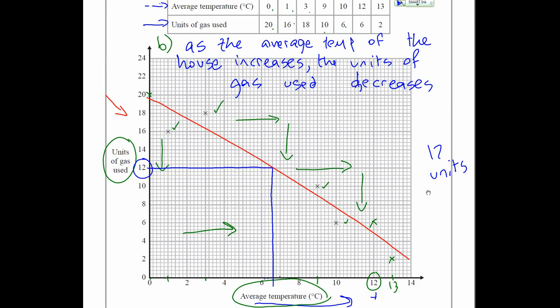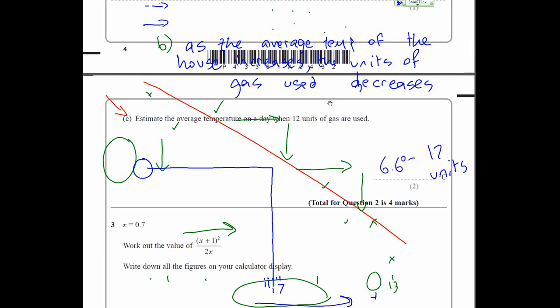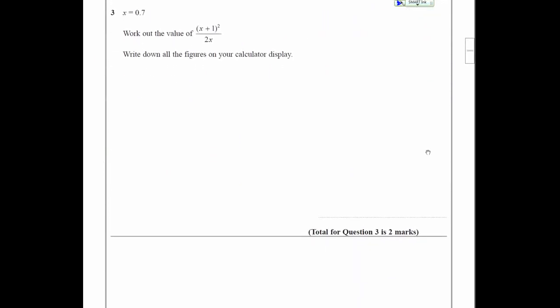So we need to work out what each little square is. That's 7, so we must be going up in 0.2. 2, 4, 6, 8, 10. You see? Okay, 0.2, 0.4, 0.6, 0.8, 1. Okay, so it's 6.6 degrees C. Estimate for the temperature. Okay, sorry that got a bit messy. It's because the question was spaced across 2 pages.